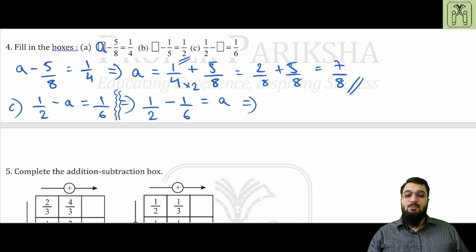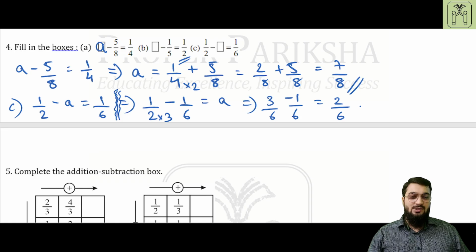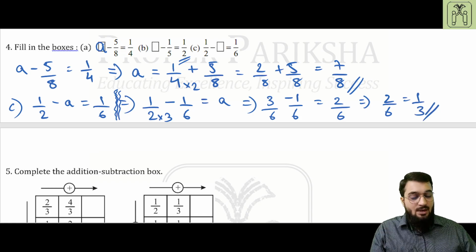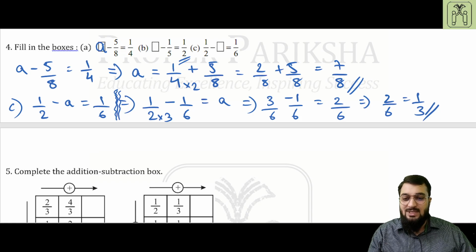Try to remember that. Okay, so this will have the LCM as 6, this will be multiplied by 3, so this will become 3 minus 1, and the denominator is common, that is 6 after taking the LCM, so this will be 2 upon 6, and the simplified answer will be 2 upon 6 is equal to 1 upon 3, and that is the answer. Now coming to another question.